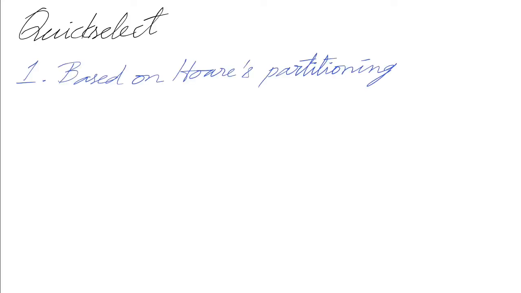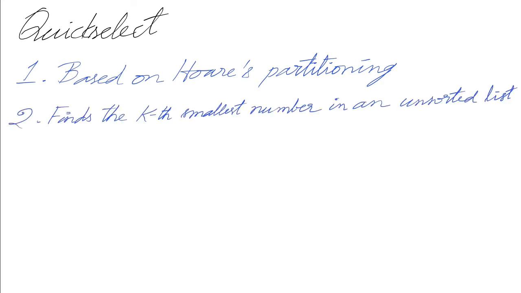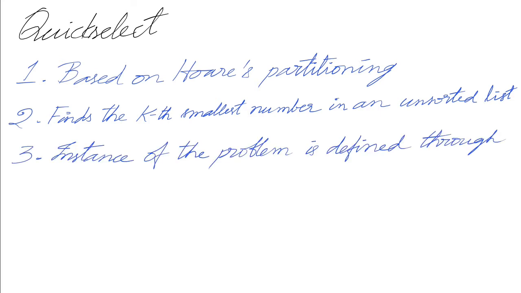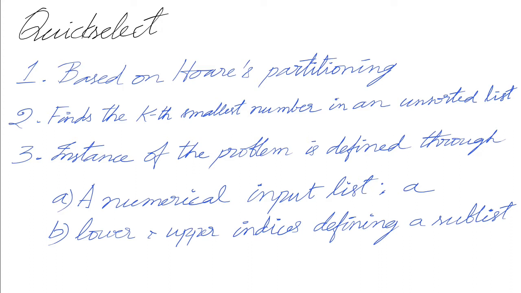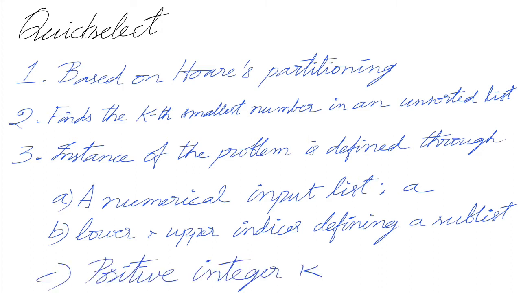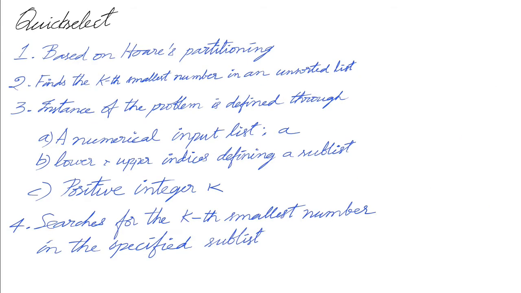Let's look at the quick select algorithm. This is based on Hoare's partitioning scheme. It finds the kth smallest number in an unsorted list. An instance of the problem is defined through a numerical input list A, lower and upper indices defining a sublist, and a positive integer k. It searches for the kth smallest number in the specified sublist.